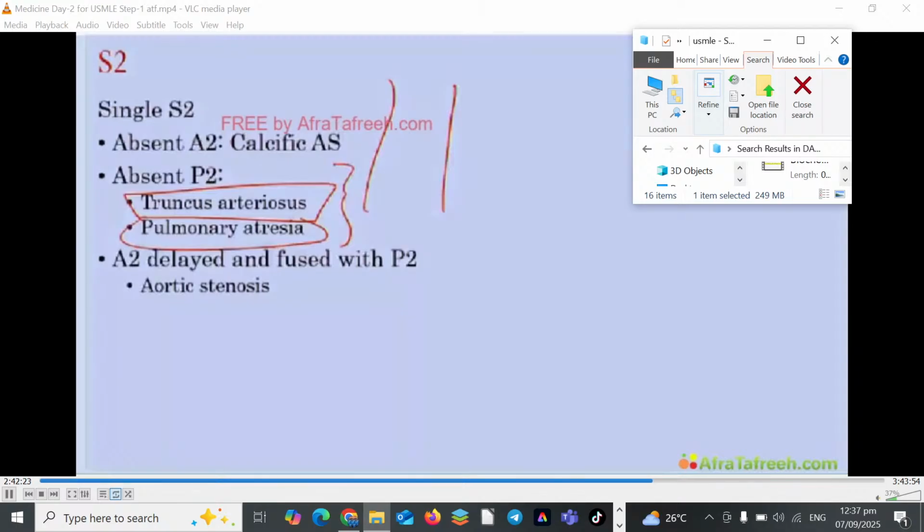The condition you need to remember is this. From a medicine point of view, AS is one of the commonest valvular heart diseases, and it is the commonest valvular heart disease in the West. It happens with age, a disease of old age, where atherosclerosis of the wall leads to aortic stenosis. So there you will have a single second heart sound.